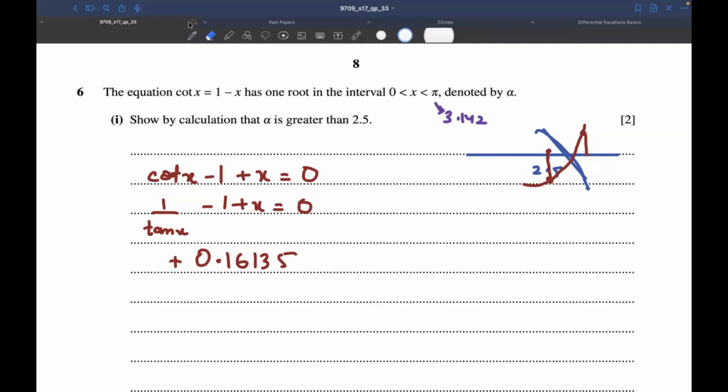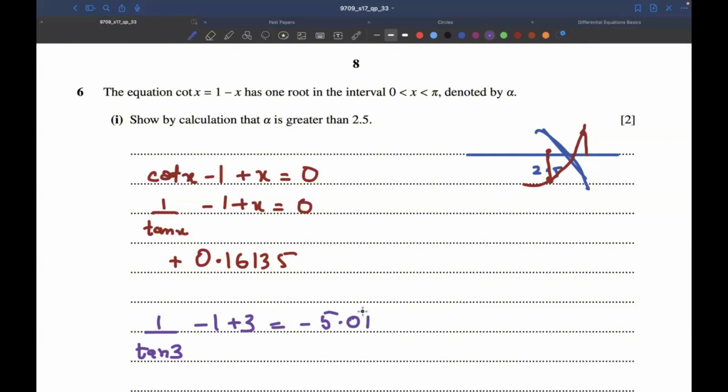So instead of 3.142, let's take 3. This will become 1 divided by tan of 3. So I'm taking 1 upon tan of 3 minus 1 plus 3. So 1 divided by tan 3 minus 1 plus 3. We are getting our answer as minus 5.015.